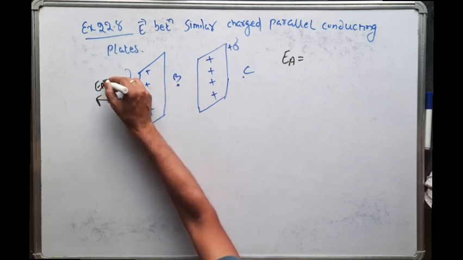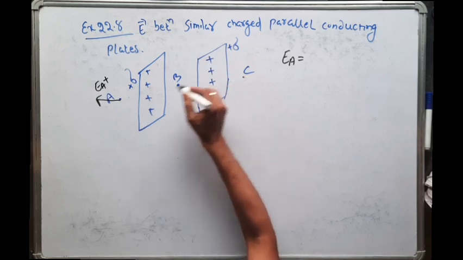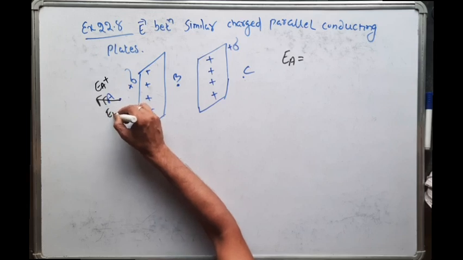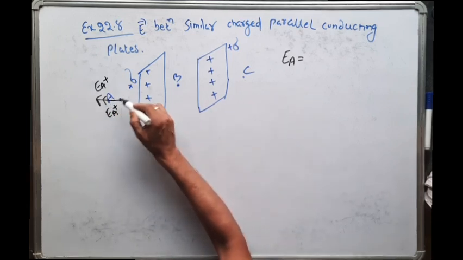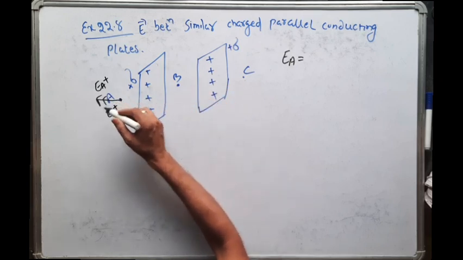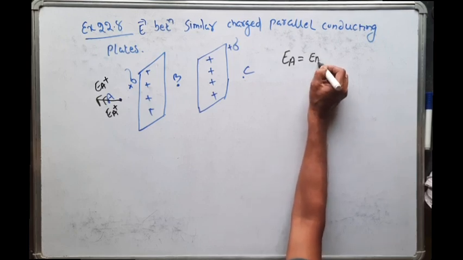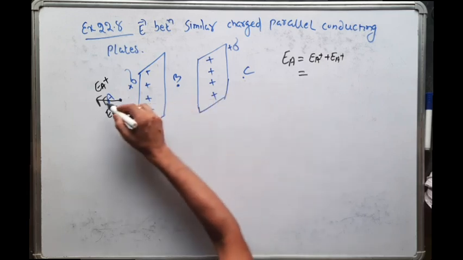This is the EA plus. Similarly, this is also a positive plate. Due to this positive plate, you will get electric field intensity in the same direction, that is EA plus. Then what is the total electric field intensity at point A due to the two similar charged plates? Both are in the same direction. So we can say the electric field intensity at A is equal to EA plus EA plus.